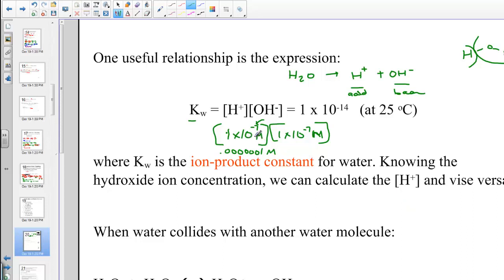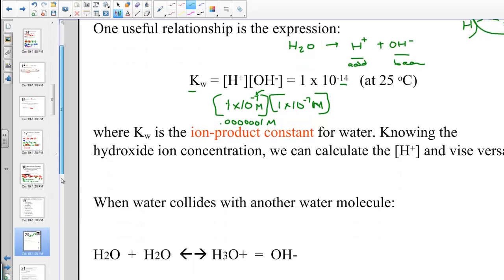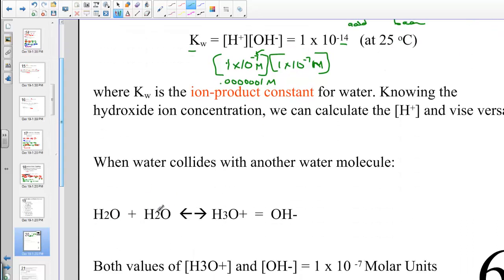When we multiply 1 times 10 to the negative 7th by itself, that's where we get the product. Product means to multiply. We get the product called 1 times 10 to the negative 14th. The top of the pH scale is the power of 14. So another way to look at this, when we consider water ionizing, water collides with itself to ionize, we get an acid H3O+, remember how we called that hydronium, the acid ion or protonated water, and the hydroxide ion. They come out to be exactly 1 times 10 to the negative 7th molar.